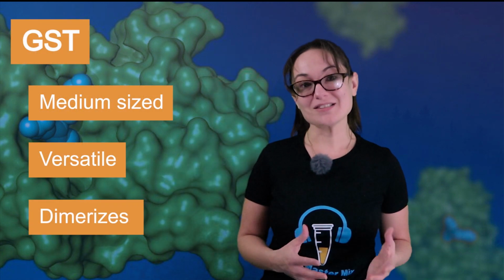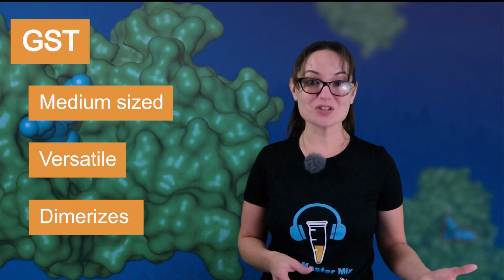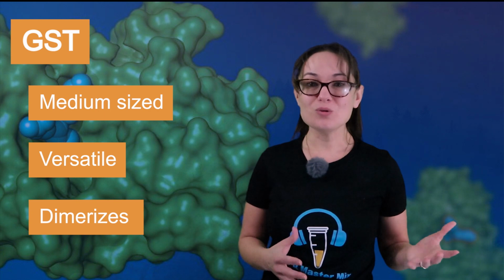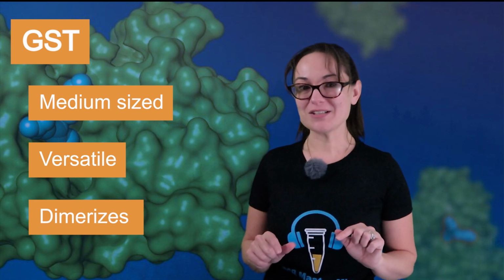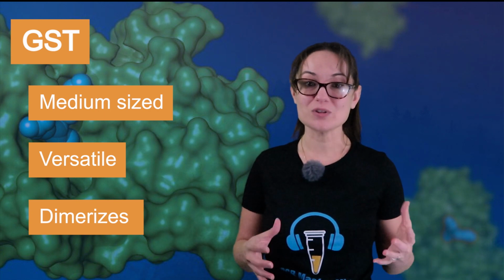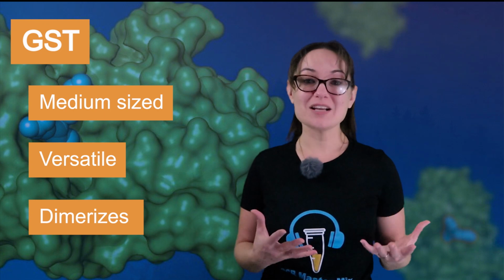So now comes the question of what tag should you use? Your choice is really going to depend on your specific protein and what you're trying to achieve, but I can quickly summarize a few key points to keep in mind. GST tags are medium-sized and are great for a lot of applications, so it's a good go-to, but you have to watch out for dimerization, which can make it a bad candidate when studying enzymes or certain kinds of interactions.